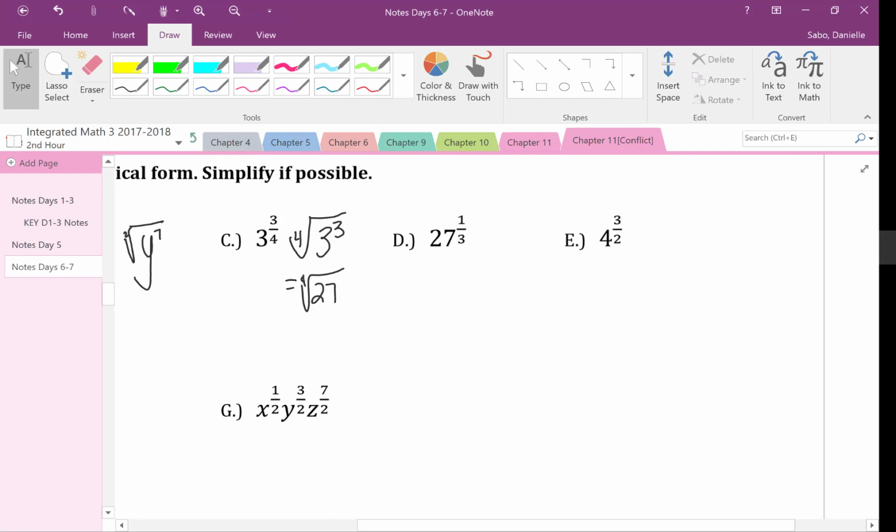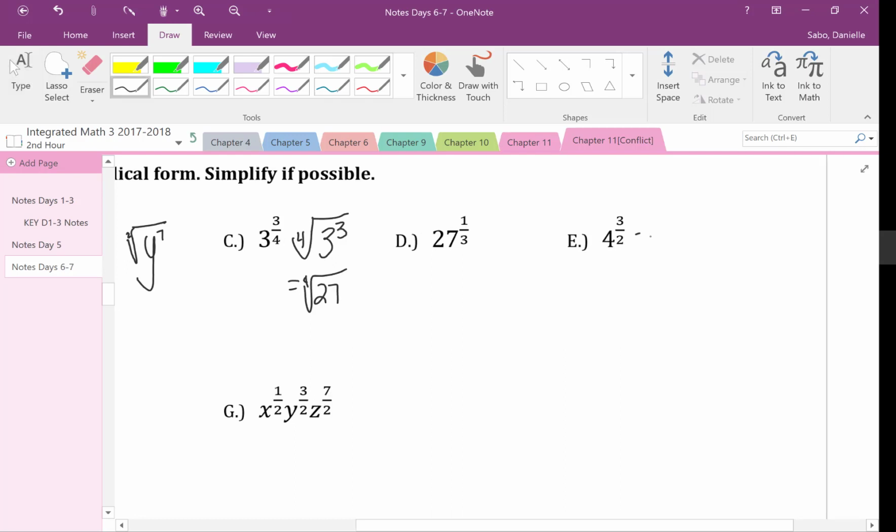Okay, we always do D, so we're going to do E. How would I rewrite E? Square root of 4 to the 3rd power. Very good. Do you have questions on how we rewrote that? Now, technically, if you're wondering why there is no 2 here, there really is one. It's just magic. You can't see it most of the time when we do these.